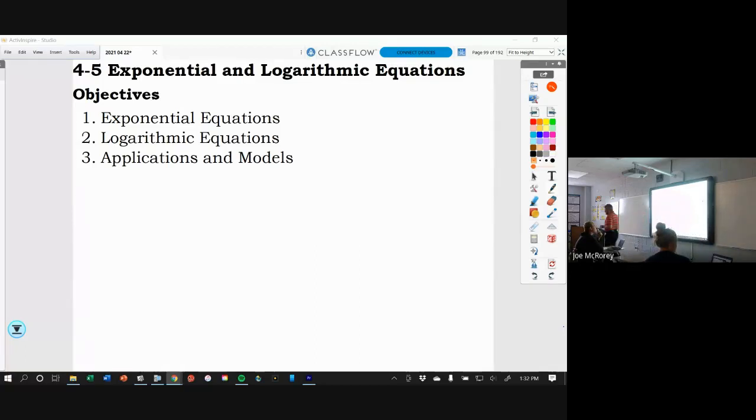Okay, 4 or 5, we're talking about exponential and logarithmic equations. Specifically, the biggest piece of 4 or 5 is if you have an exponential equation, can you solve for x? If you have a logarithmic equation, can you solve for x, or whatever the variable is? That's going to be our biggest emphasis, and what are the different techniques that we're going to use to solve for x, or whatever the variable happens to be. And then word problems. Always got to have the word problems.